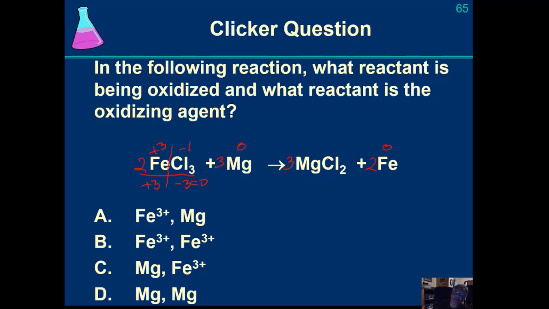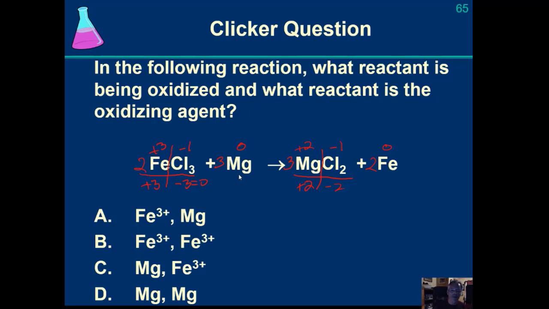This one should be really easy because magnesium is an alkaline earth metal, but let's pretend that it wasn't. How would you tell that it's a +2? Because the chloride is more electronegative, and I got 2 of them. 2 times a -1 is -2. So this has to be a +2. Okay, let's go ahead and analyze this. We're looking for what gets oxidized and what is the oxidizing agent.